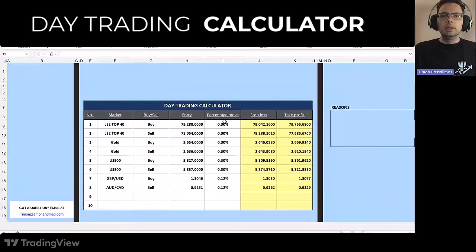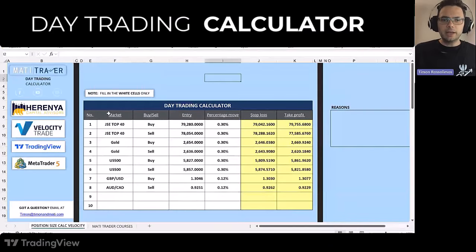not stop you out? To do that, I've created a day trading calculator, and I'll be showing you and giving you the calculator so that you can now decide what you want to day trade on any market. Let's move to the day trading calculator.